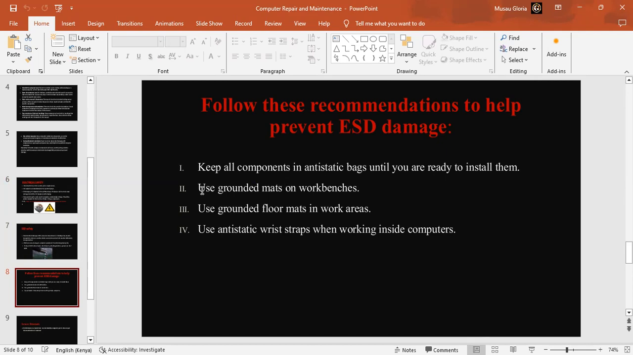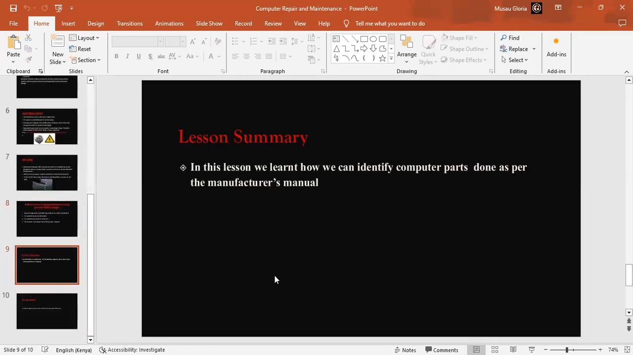ESD can really damage our devices like the motherboard and the different components inside the CPU. To prevent this, we first keep all the components in an anti-static bag until we're ready to install them. The second thing, you use grounded mats on the workbenches. Where you're standing, you can place a grounded mat so that whenever you're opening the machine, the electrostatic discharge will not damage your machine. Next, you use grounded floor mats in the work areas, and you use anti-static wrist wraps when working inside the computers.